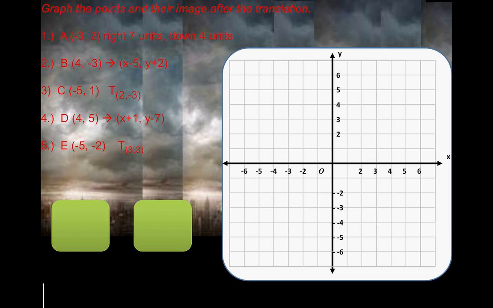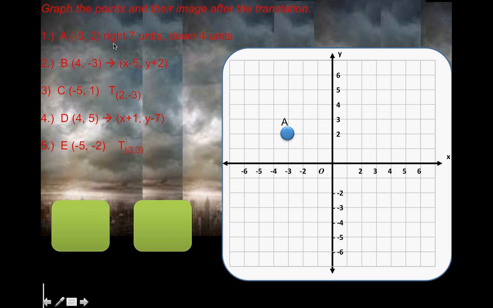So for the first example, we want to take the point A, negative 3, 2, and we want to translate it to the right 7 units and down 4 units. Okay, so the very first thing is we want to graph the point A at negative 3, 2. Remember, you're always going to start at the origin. You're going to move backwards 3 on the x-axis because it's negative 3, and you're going to move up 2 because it's positive 2. So our point should end up right around here. And we are, of course, going to label it with an A.